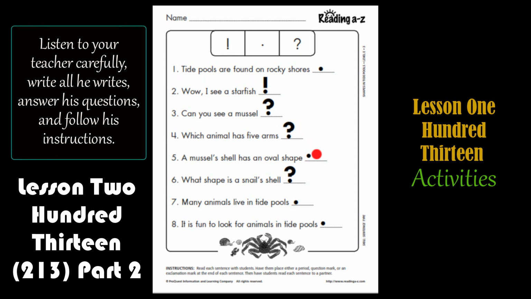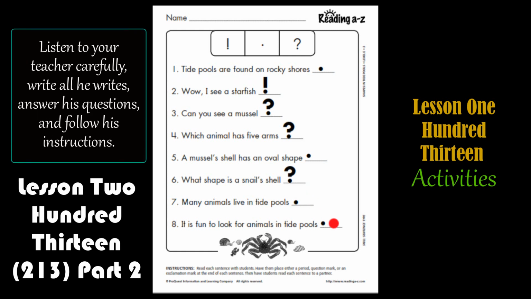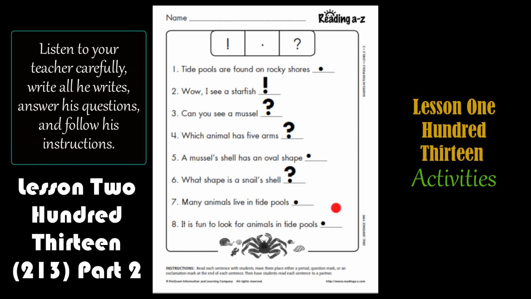Question mark. A mussel's shell has an oval shape. Period. What shape is a snail's shell? Question mark. Many animals live in tide pools. Period. It is fun to look for animals in tide pools. Period.